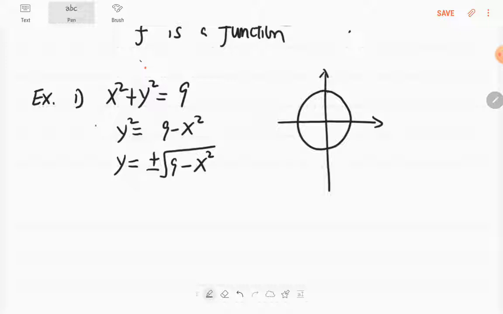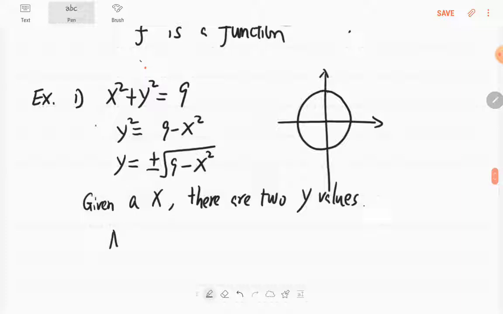So from this expression, if we are given an x value, there are two y values. One input, but we have two outputs. So that is not a function. This one is not a function.